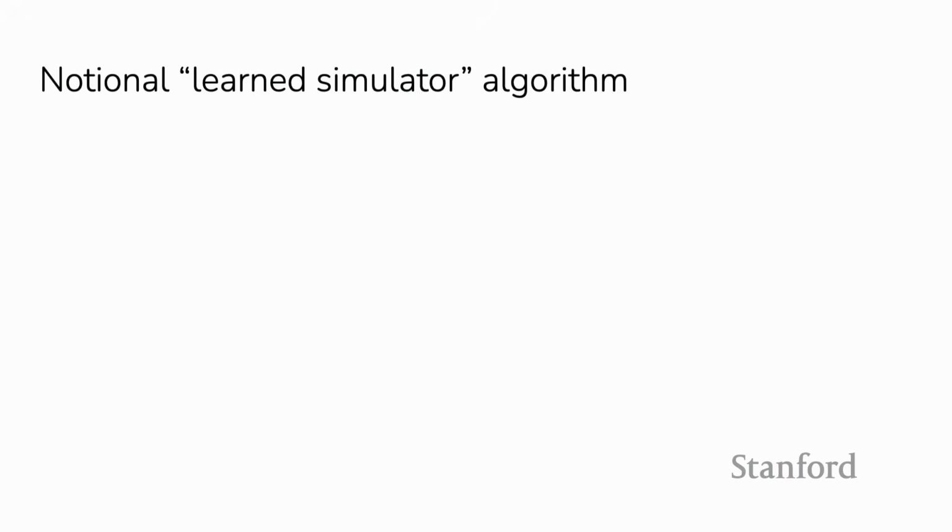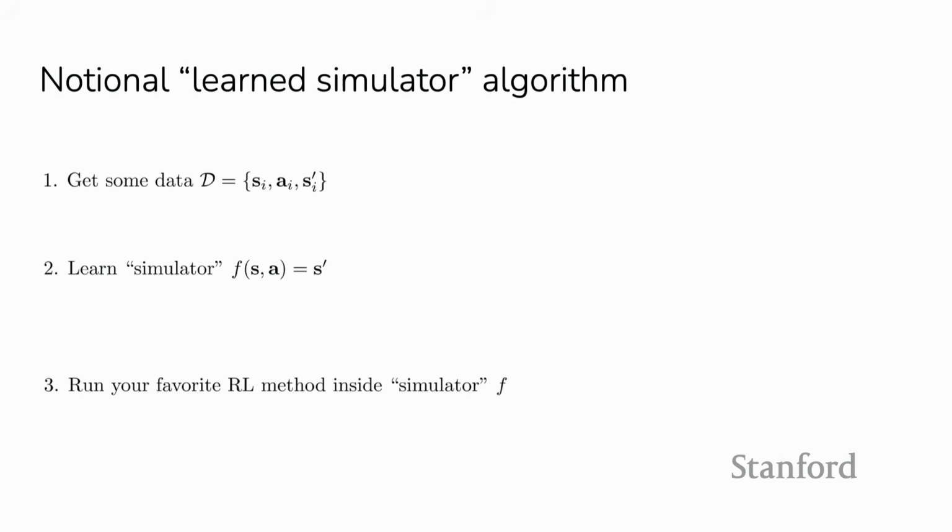Okay, so if we can learn a simulator, how would we use it? The sketch of an algorithm would be something like this: we get some data, then we learn a simulator on that data that's going to try to predict the future from the present and some action that I might take. And then we run your favorite method inside the simulator.